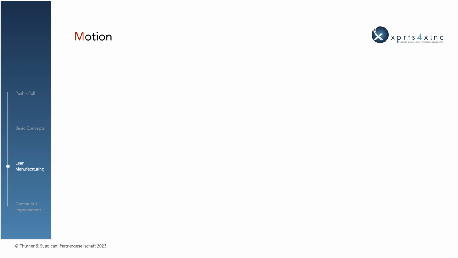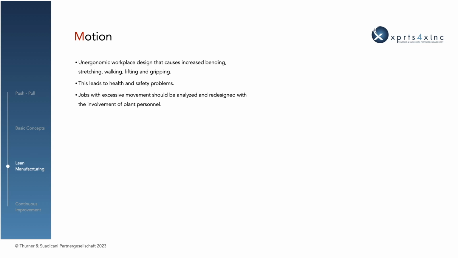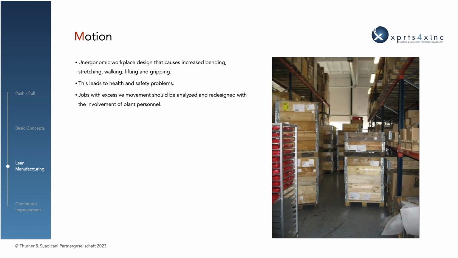Motion. Unergonomic workplace design that causes increased bending, stretching, walking, lifting and gripping. This leads to health and safety problems. Jobs with excessive movement should be analyzed and redesigned with the involvement of plant personnel. But also overstocks in the warehouse can cause extra motion. As you can see in the picture, pallets may have to be removed first if you want to get access to stored material on the shelf.